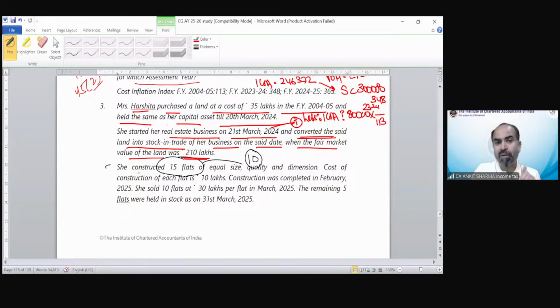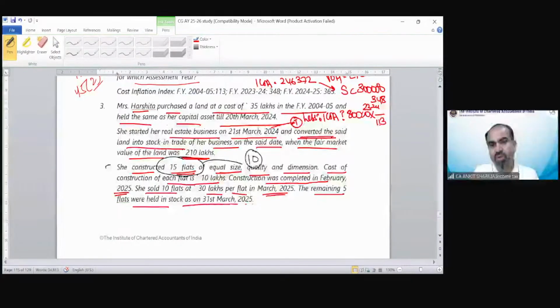On that plot of land, she constructed 15 flats of equal size, quality, dimension. Cost of construction of each flat is 10 lakh. Construction was completed in February 2025. She sold 10 flats at 30 lakh rupees per flat in March 2025. The remaining 5 flats were held in stock as on 31st March 2025.